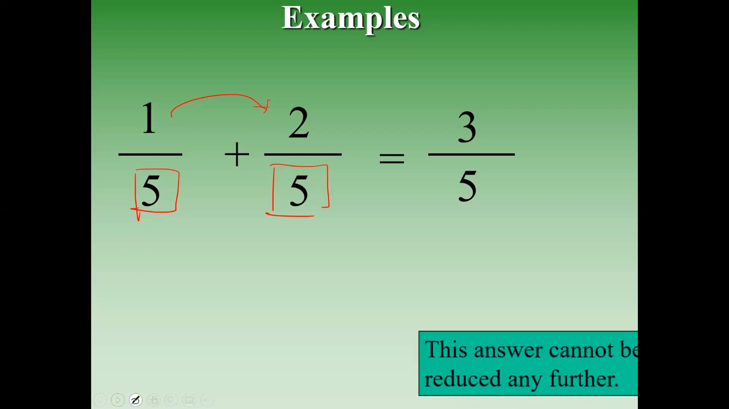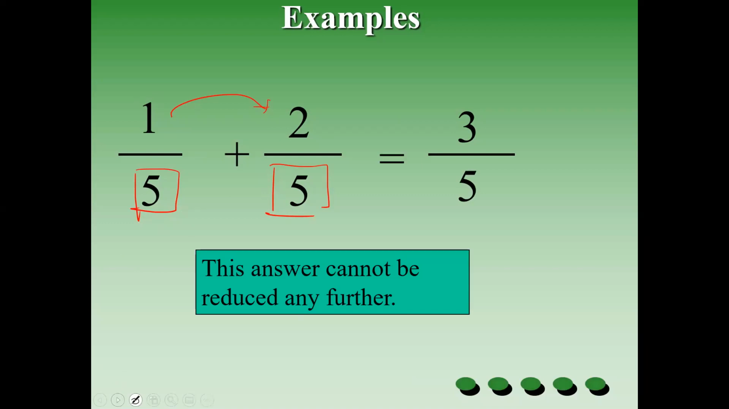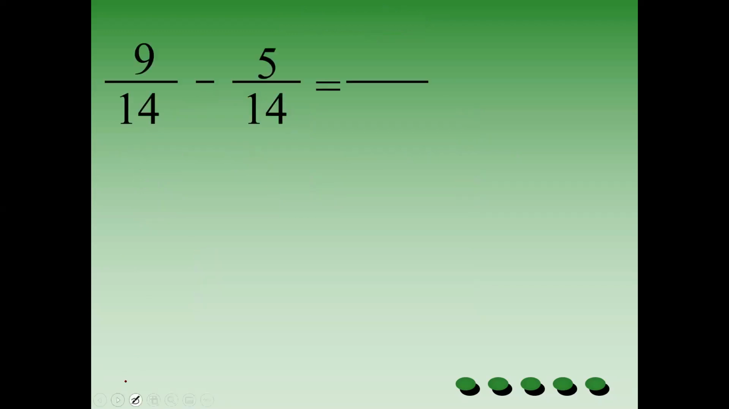Okay, fine. This answer cannot be reduced any further. Why? Because 3 upon 5 cannot be reduced further. So 3 upon 5 is the final answer. Now, next question. So as you can see, denominators are same. So we can directly subtract 9 from 5. 5 minus 9 is?